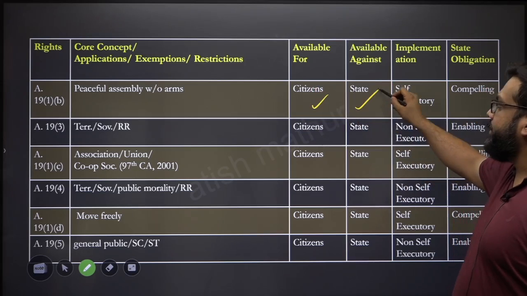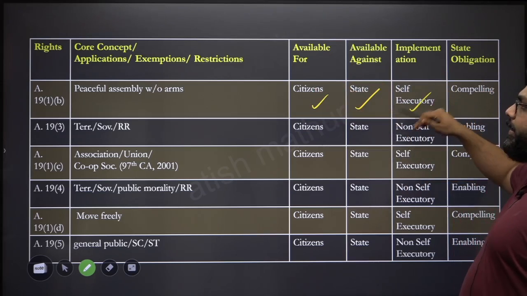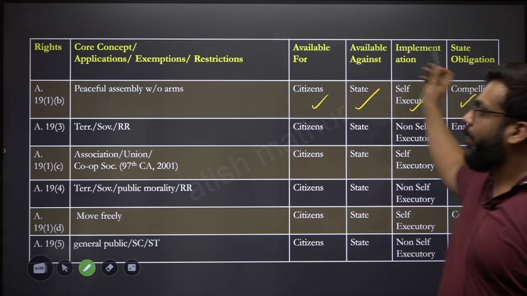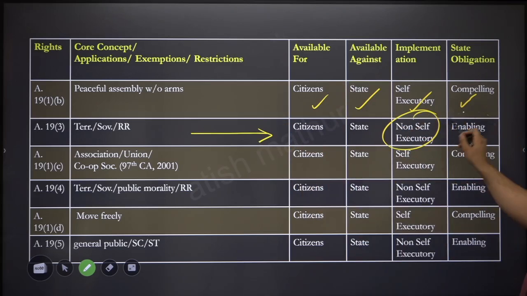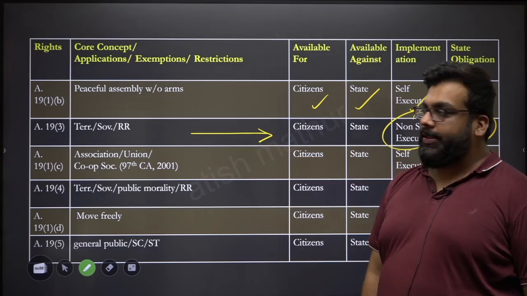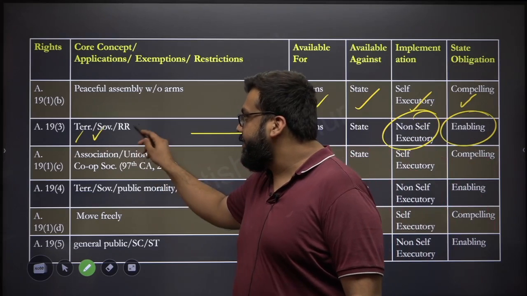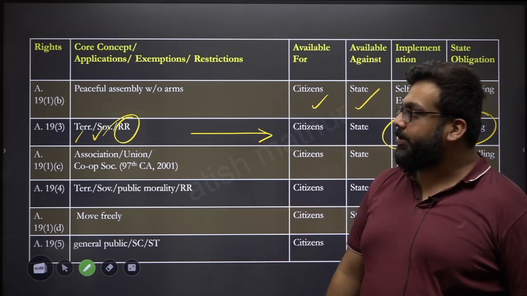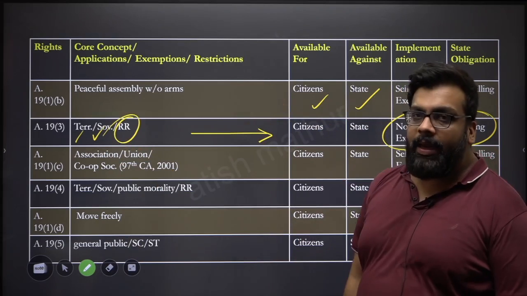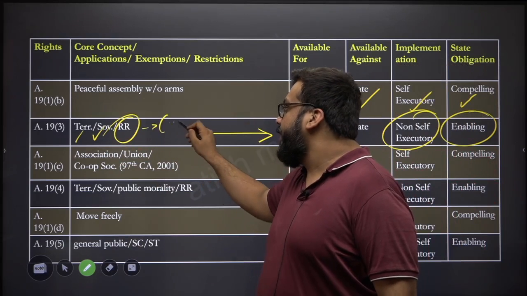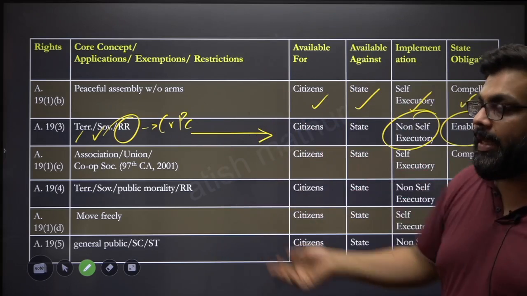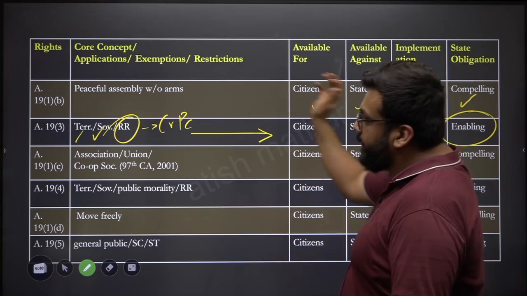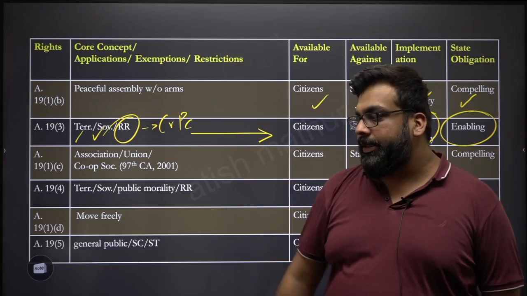Available for citizens, against the state, self-executory and compelling. However, the restrictions are going to be non-self-executory, and the state can make laws to implement those restrictions, and it has territory, sovereignty, and reasonable restrictions. So, for example, for peaceful assembly without arms, your reasonable restrictions could mean permission from the magistrate under CrPC, or the magistrate having the powers to cancel a peaceful assembly if there are enough reasons to do so, right?